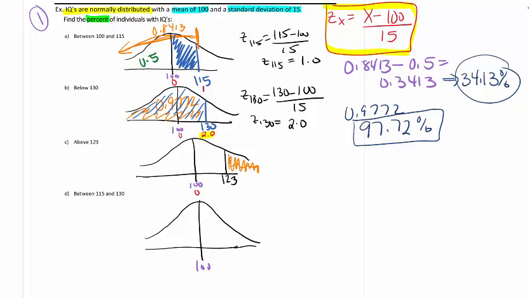Now we're going to go to our z-score. So 123 minus 100 over 15. Now this is one that you're going to have to use your calculator for. You have 23 divided by 15. So 23 divided by 15. And this is an important piece.